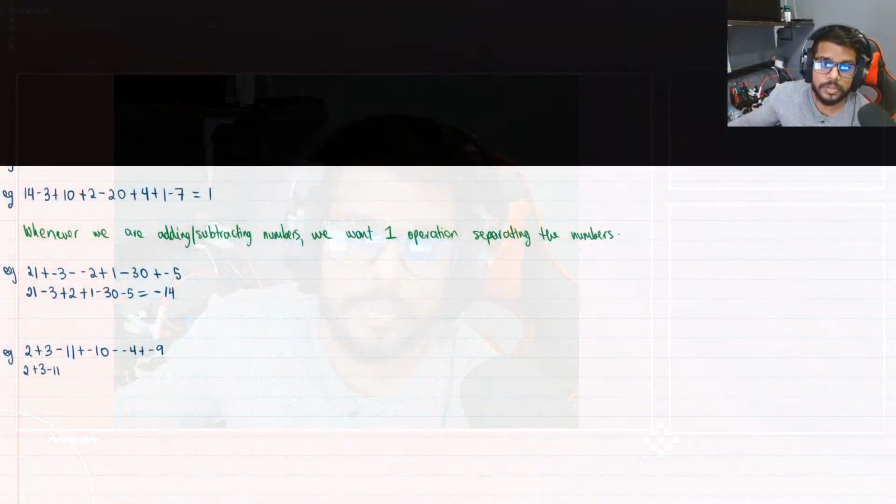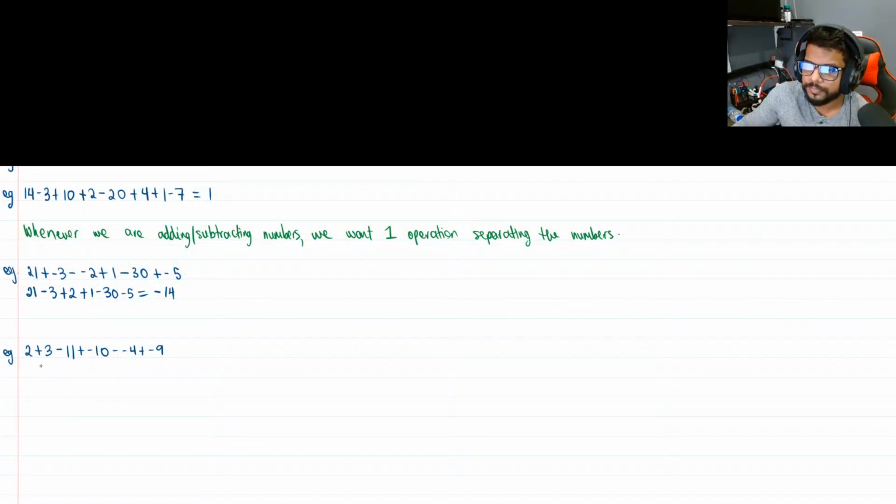So this could be 2 plus 3 minus 11. I bounce up a problem. The signs are different, so I'll go in... I forgot to show the screen again, sorry. Start over. 2 plus 3 minus 11. I bounce up a problem here. The signs are different, so that's minus 10. The signs are the same, so that's plus 4. The signs are different, so that's minus 9.